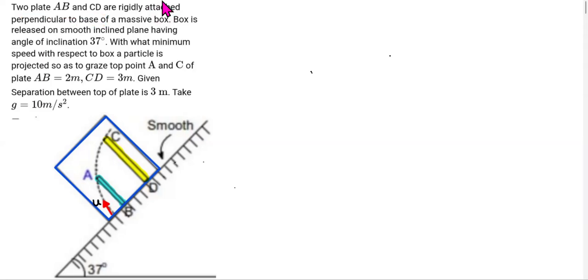Massive box. Okay, this is the massive box. What is a massive box? This everything is a massive box. Fine. Then in this particular massive box, we have attached two rigid plates, AB and CD. They are fixed to the box, rigidly attached here.